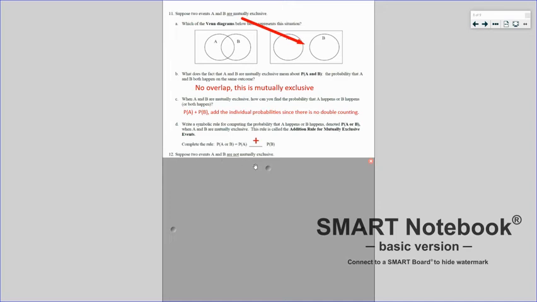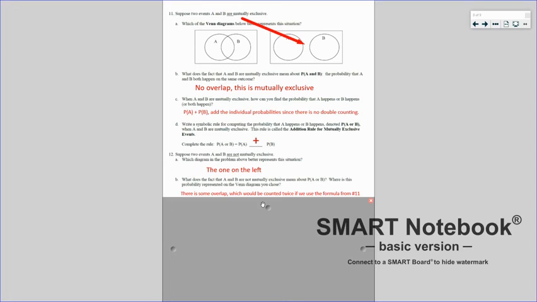Number 12, suppose two events are not mutually exclusive. So this one, which diagram represents this situation, this one, the one on the left, because there is overlap. So I could have all of the doubles over here. 1,1, 2,2, 3,3, 4,4 would go in the middle. 5,5, 6,6. And then the other ways that I could roll an 8 would be out here. So 2,6, 6,2, 3,5, 5,3, and then 4,4 is in the middle. So that's our overlap idea, that it would be both doubles and a sum of 8.